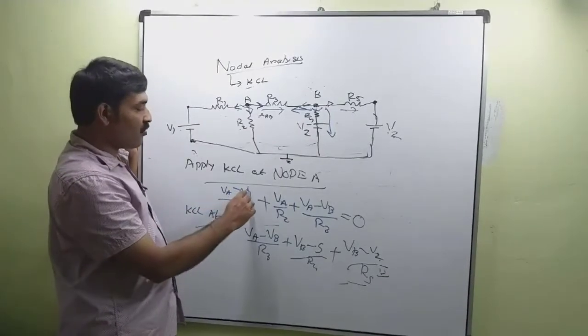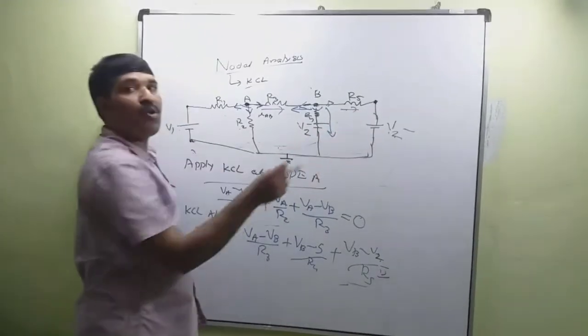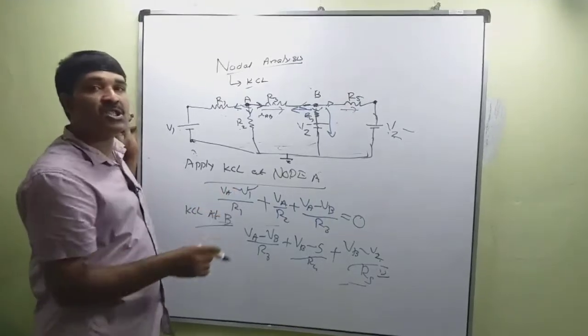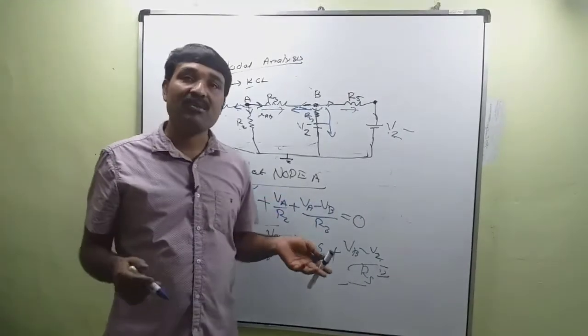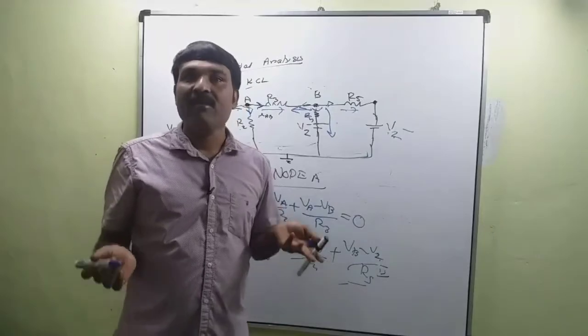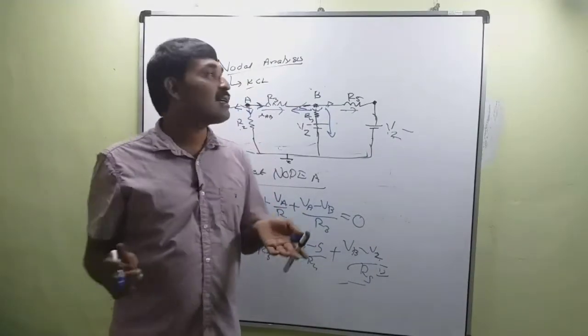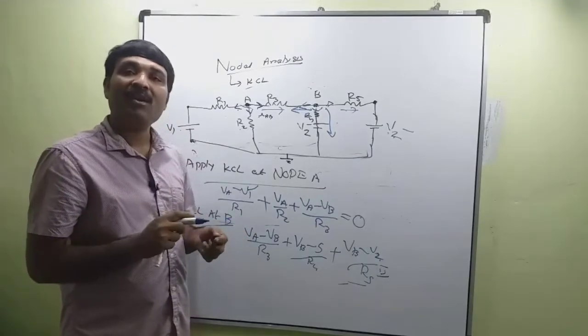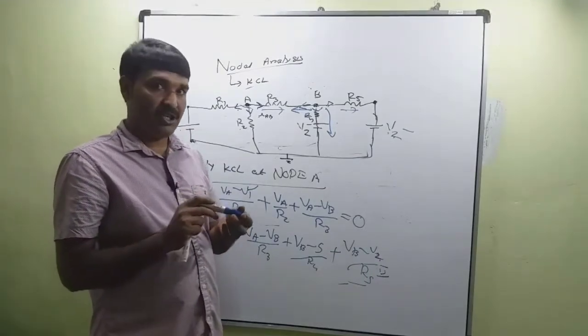Here V1 is a known value and V2 is a known value, the value of the voltage across the battery source. And there are two equations and two unknowns. By solving this, we can find VA and VB. Once VA and VB are obtained, we can calculate the current passing through each branch. This is the fundamental of nodal analysis.